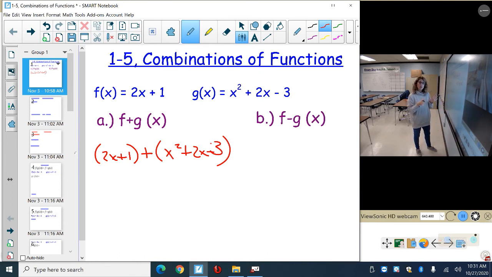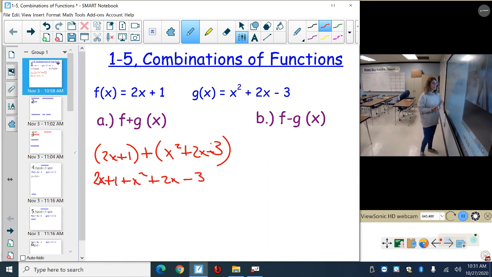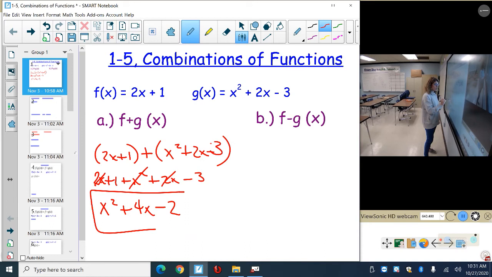So since we're adding the two functions, I don't need to distribute anything, so I can simply drop the parentheses. So 2x plus 1 plus x squared plus 2x minus 3. So from there, I'm going to combine like terms. So the x squared drops down, I cross that off. 2x plus 2x gives me a 4x. 1 minus 3 gives me a negative 2, and this is completely done then.